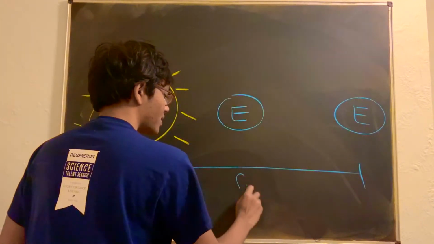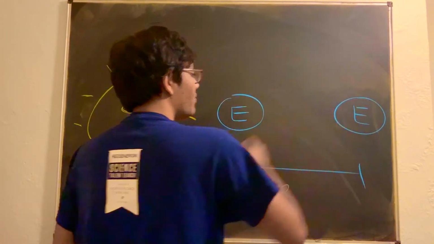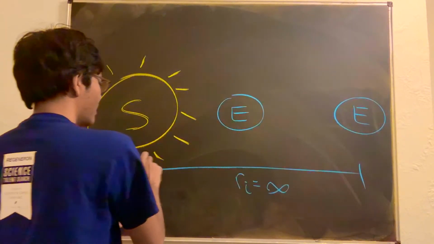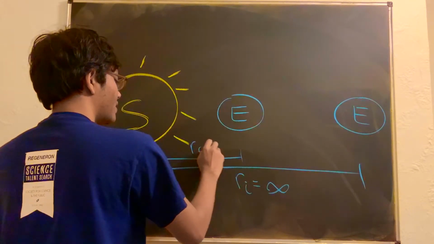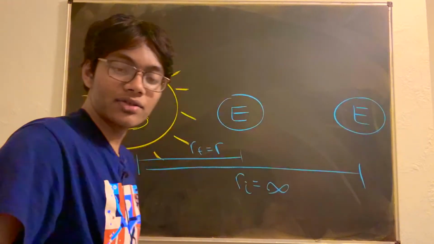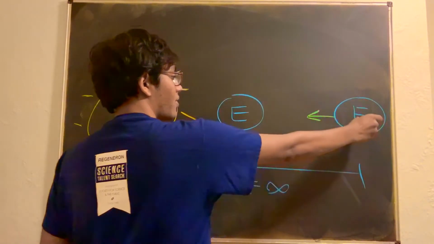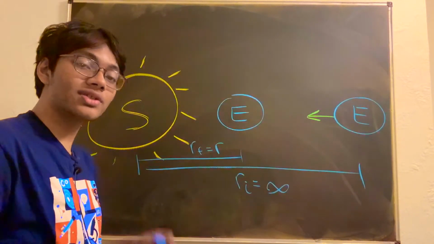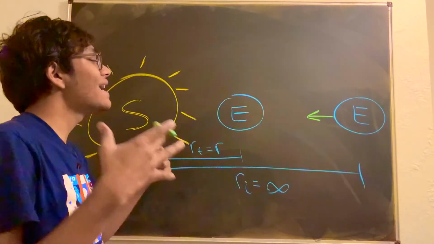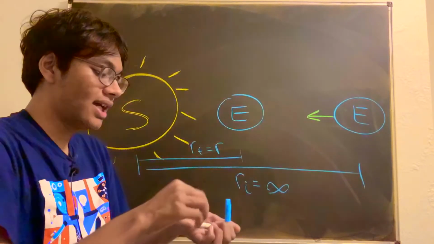So let r sub i, the initial radius, be infinity. You're bringing the Earth from infinity to the current radius. So that's going to be r sub f is equal to r. Okay, so there's some external force pushing the Earth from a radius of infinity to a radius of r, and that external force, the work done by that external force, is going to be the potential energy. That is the gravitational potential energy's definition.